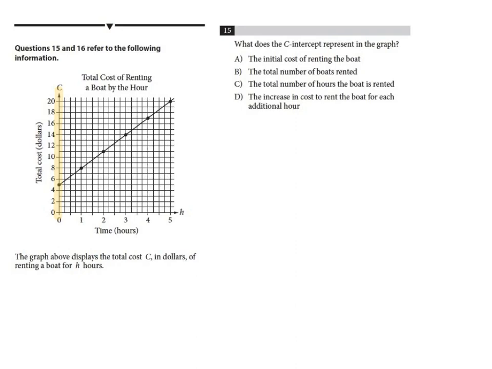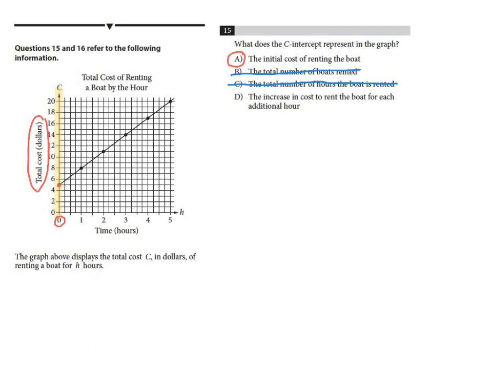Well, on the C-axis, that's total cost, right? This represents if you are renting the boat for 0 hours, what the total cost is. Total cost for 0 hours appears to be $5. Well, that is going to be the initial cost of renting the boat. It's not the number of boats rented, right? The total number of hours the boat's rented, well, that doesn't. It's not even hours. It's dollars.